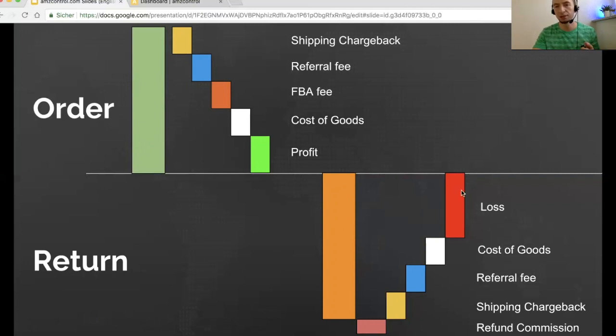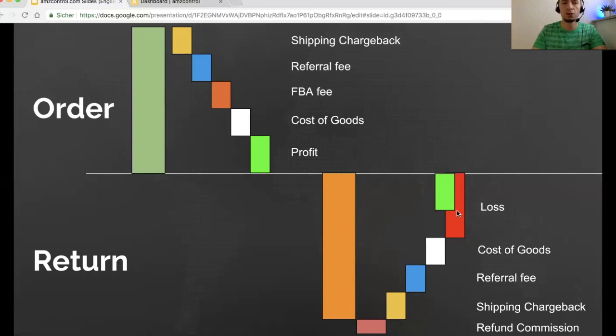What you do instead is you book a loss in the next month or in the next period, whatever period the return came in. So this leaves us with a pretty big loss. You can see here that it's actually way bigger than the profit, and we have a lucky situation here that the good is sellable. So if it wouldn't be sellable, then it would be even bigger.